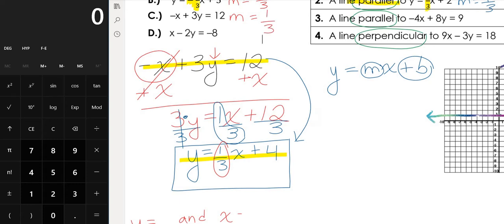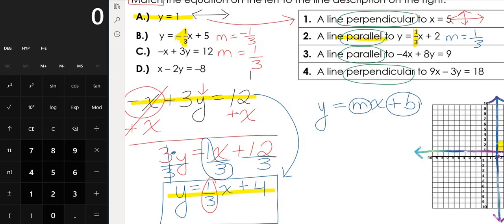Now, if you remember, we were just looking at the choice for number 2 that says you're looking for a line parallel to y equals 1/3 x plus 2. And we said we're looking for a slope of 1/3. Now that we put c in y equals form, we can tell that, oh, c matches up with number 2. Those two lines will be parallel because they both have a slope of 1/3. Okay, we have choice D to go through as well. So let's go ahead and clear off some space for choice D.